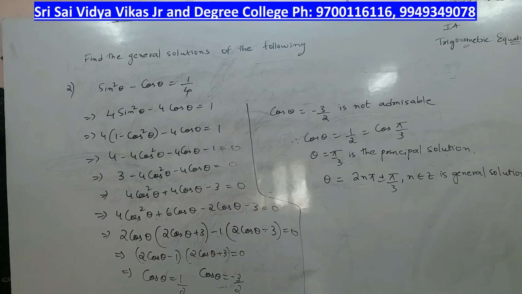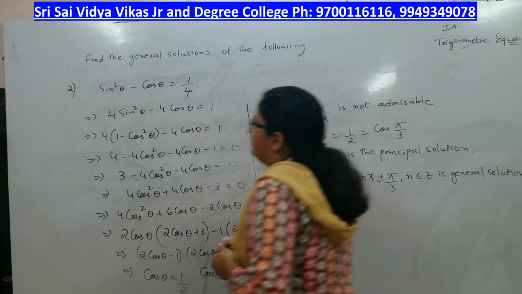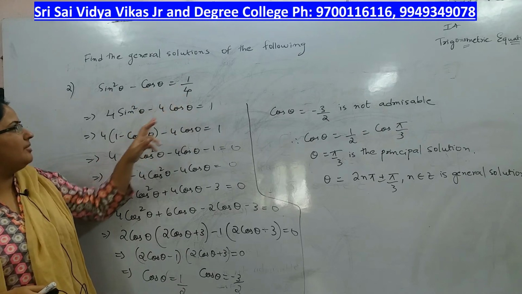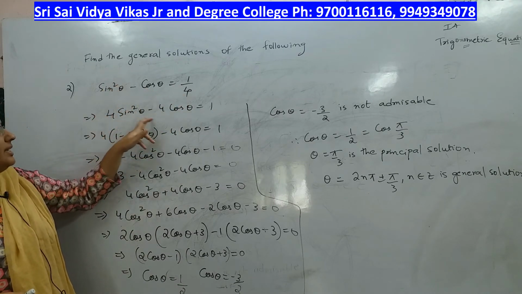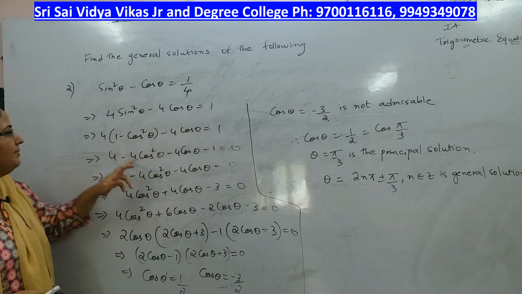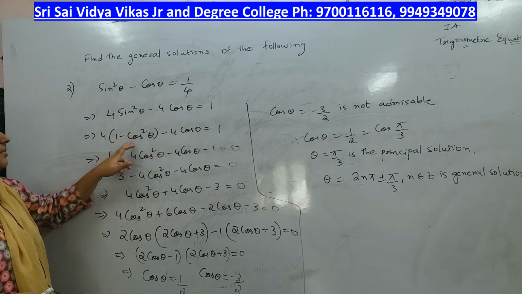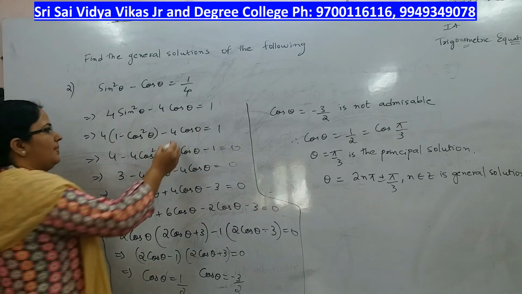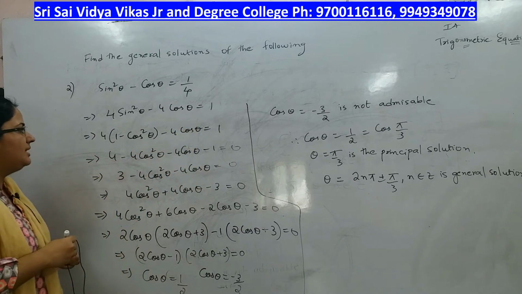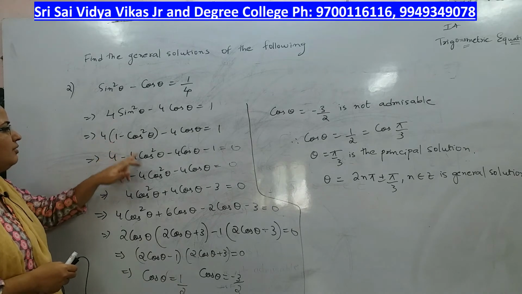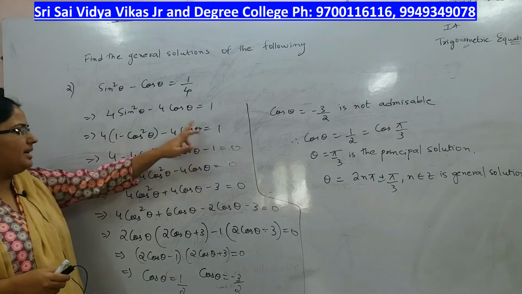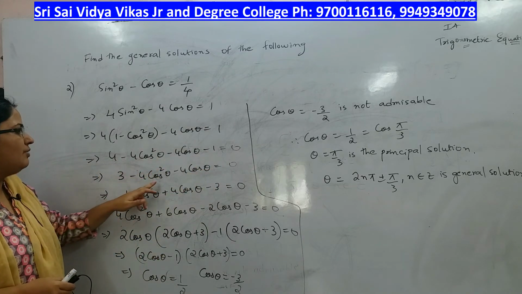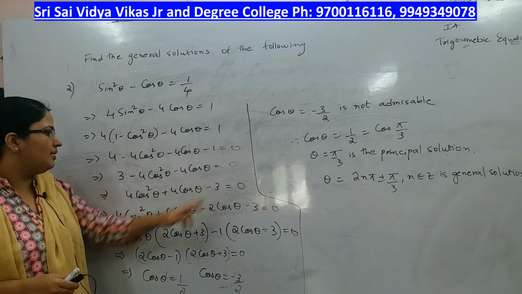Our next problem for today, sin² θ - cos θ = 1/4. 4 will go up, 4 sin² θ - 4 cos θ = 1. 4 sin² θ can be written as 4(1 - cos² θ) - 4 cos θ = 1. Multiply this with 4. 4 - 4 cos² θ - 4 cos θ - 1 = 0. 4 - 1 is 3. 3 - 4 cos² θ - 4 cos θ = 0.